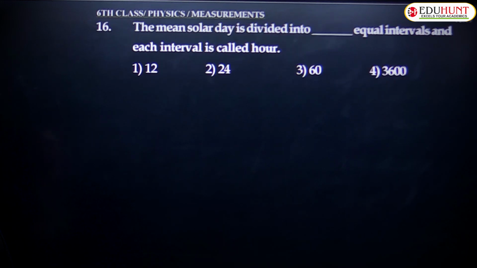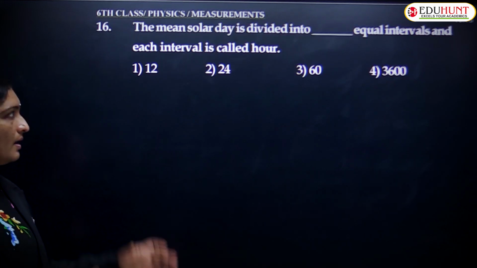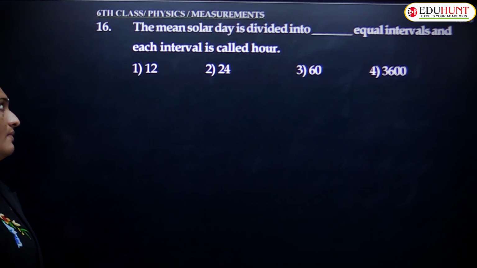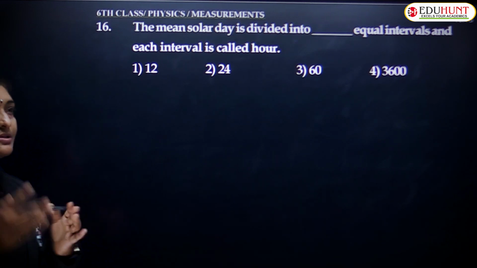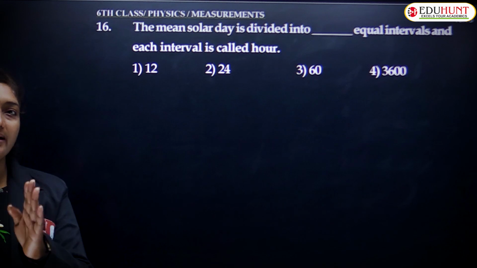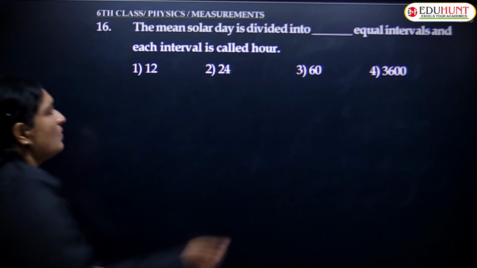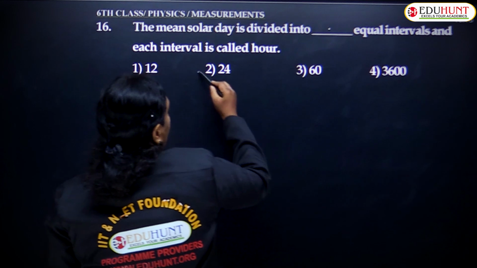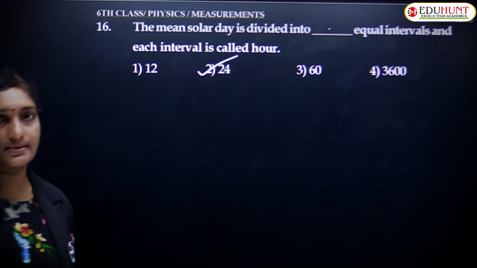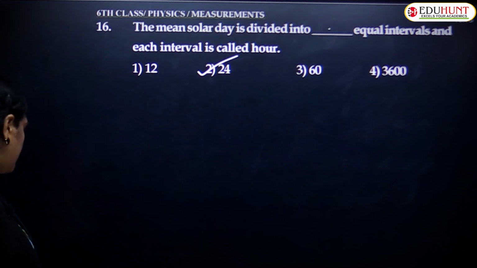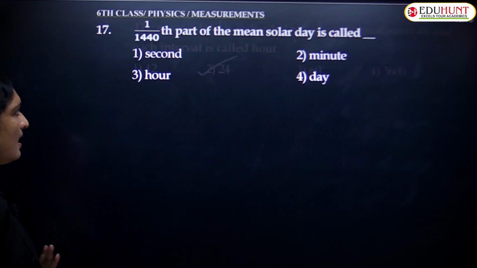Next, the mean solar day is divided into how many equal intervals, and each interval is called an hour? The mean solar day is divided into 24 equal parts and each part is called an hour. So what is the correct answer here? 24 equal parts. Each part is called an hour.